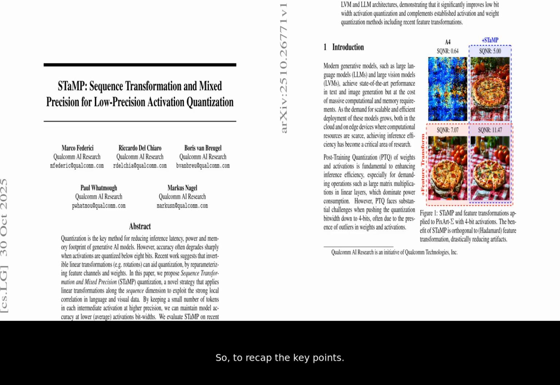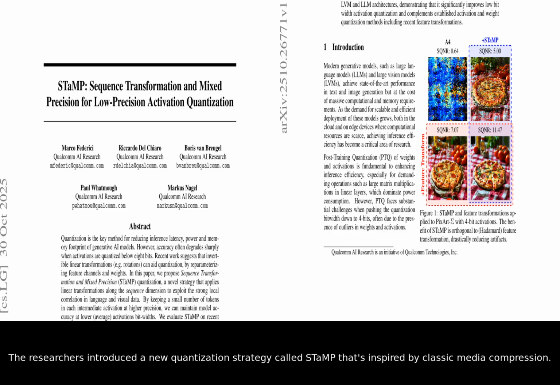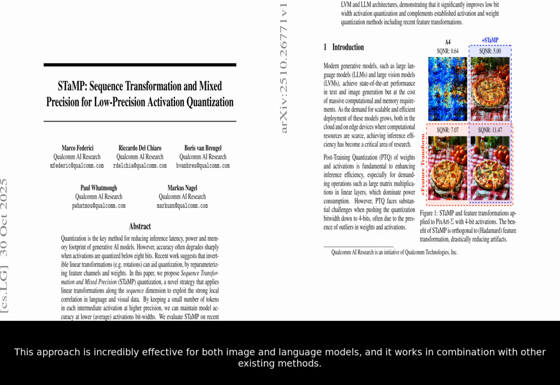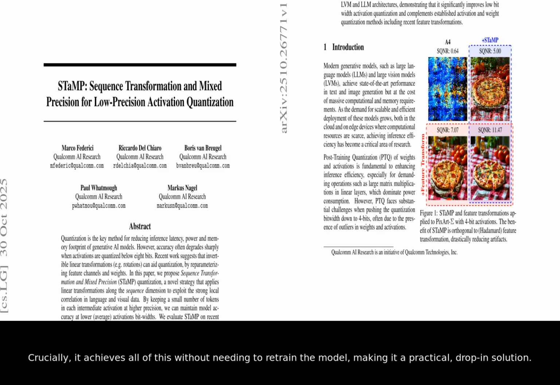So, to recap the key points. The researchers introduced a new quantization strategy called STAMP that's inspired by classic media compression. It uses a sequence transformation to concentrate important information and then applies a mixed precision scheme to preserve quality while achieving a low average bit width. This approach is incredibly effective for both image and language models, and it works in combination with other existing methods. Crucially, it achieves all of this without needing to retrain the model, making it a practical, drop-in solution.